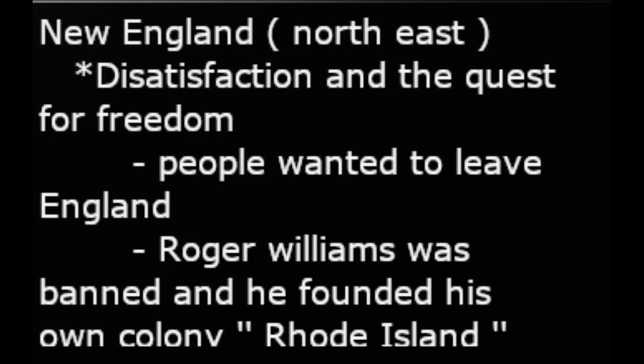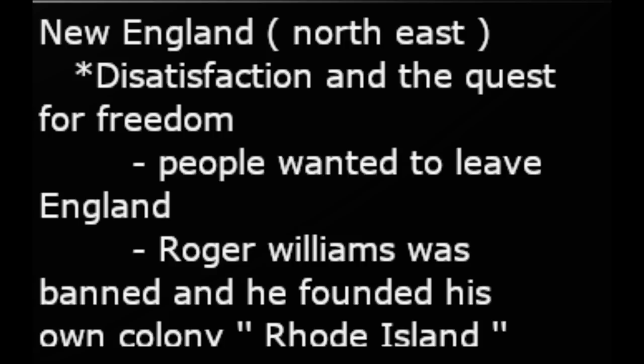So America was vast, big, and this man founded his own colony, which is called today Rhode Island. And there was religious freedom, religion was not a problem, and even the Indians, the indigenous people who used to live there before the arrival of the 13 colonies, were accepted as well. So there was peace in Rhode Island.